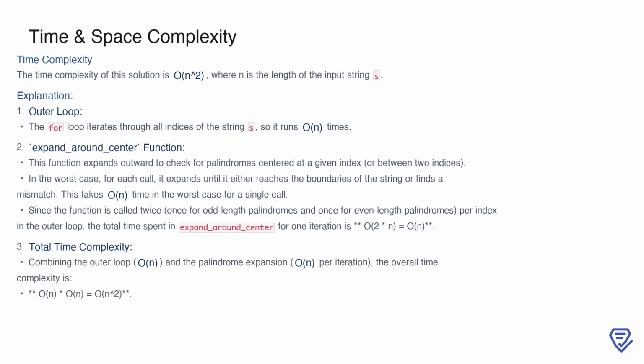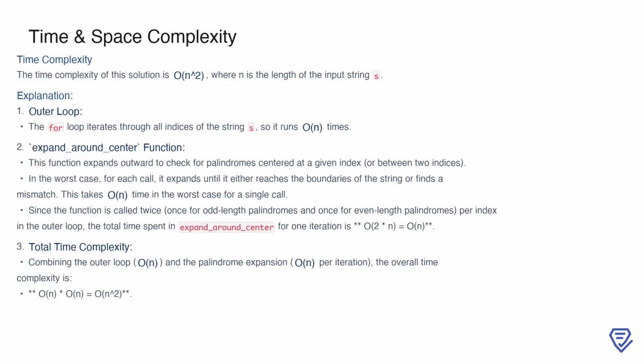Now, let's analyze the time complexity of this solution. The outer loop iterates through all indices of the input string, s, so it runs in O(n) time, where n is the length of the string. Within each iteration of the outer loop, we call the expand_around_center function. This function checks for palindromes by expanding outward from a given center. In the worst case, this expansion continues until we hit the boundaries of the string or find a mismatch, which means it takes O(n) time for a single call.